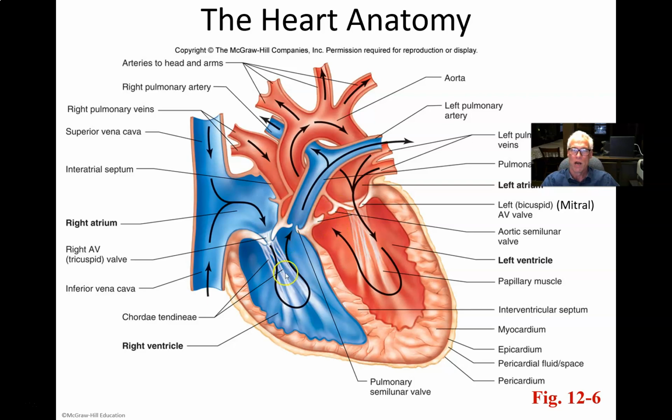How about over in the right heart? Blood comes back to the right heart from the systemic circulation and enters through an AV valve into the right ventricle. That one's called the tricuspid valve. But again, it's a one-way valve. Blood can flow easily down into the ventricle.